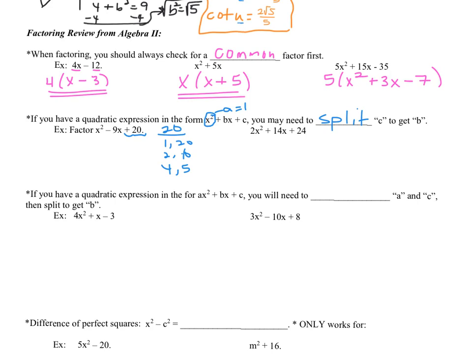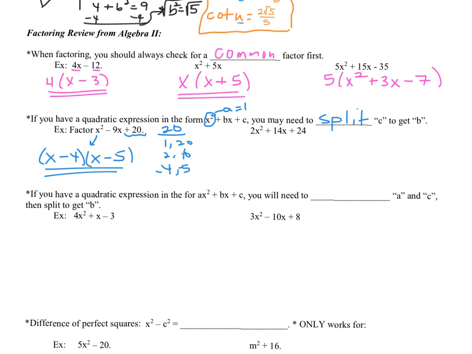Now, is there a pair that would work to get negative 9 when we add them? If we make the 4 and the 5 negative, that would give us positive 20 when we multiply and negative 9 when we add. That means this will factor into a product of 2 smaller parentheses. x squared splits up into x times x, and then minus 4 and minus 5, and you could write those in either order. So that product would give you x squared minus 9x plus 20 when you multiply.